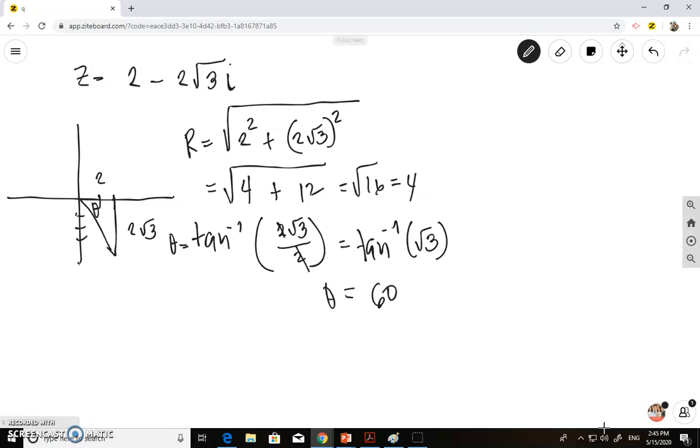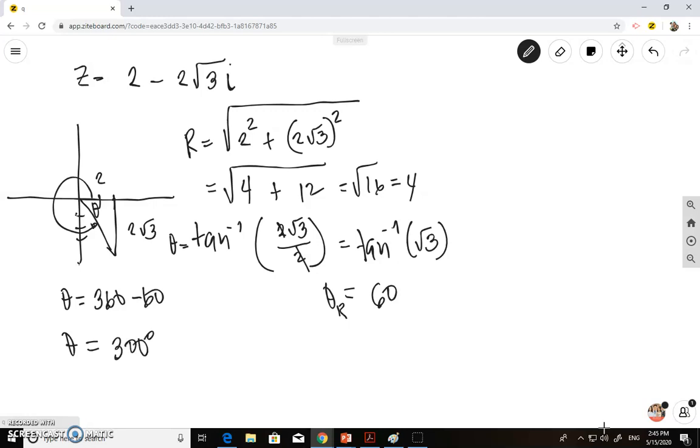But the 60 degrees there is our reference angle, so this one is only the reference. We have to find the actual angle. So theta is equal to 360 minus the reference angle, which is 60 degrees. So the given theta now is equal to 300 degrees.